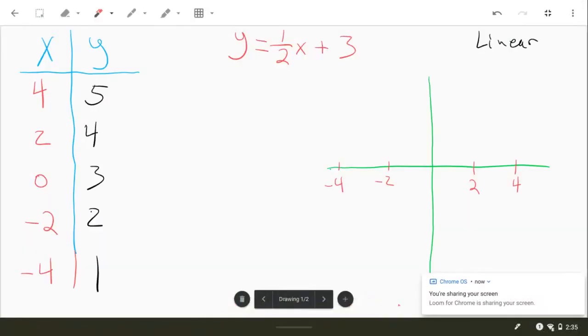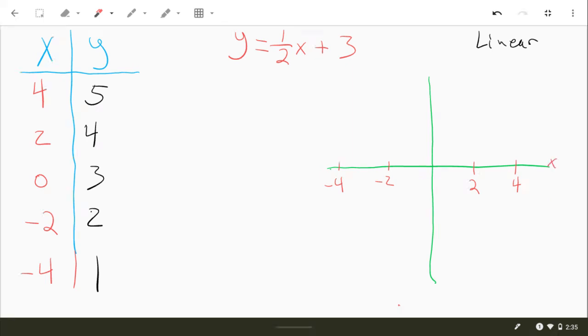Alright guys, so in that last video, we were given something that looked like this, a little linear function, and we created this t-table over here on the left. So now we're going to use that t-table to graph kind of a caveman style graph here. It's not that sophisticated. We're going to graph this equation, right?